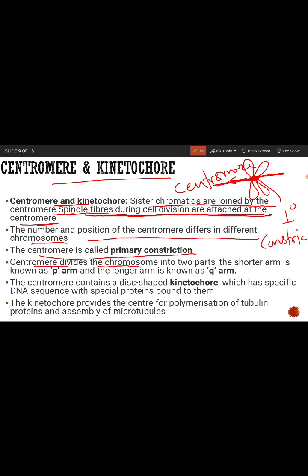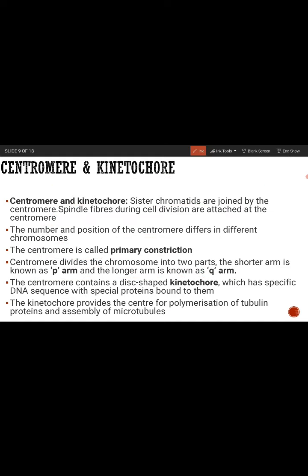Centromere divides the chromosome into two parts. The shorter arm is known as the P arm and the longer arm is known as the Q arm. So if we make a clear picture, these two will be P arms and these two will be Q arms. So the centromere will divide the P arm and the Q arm, and they will go to two different poles of the cell during cell division, anaphase.